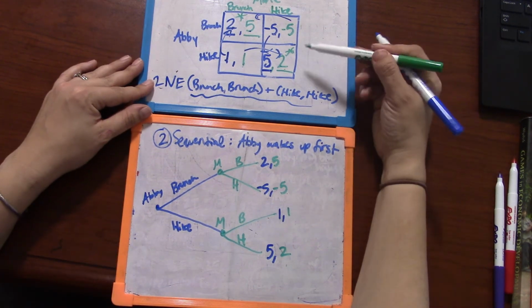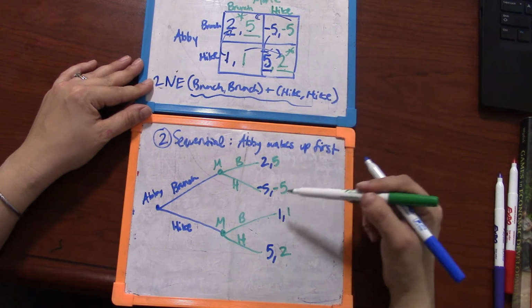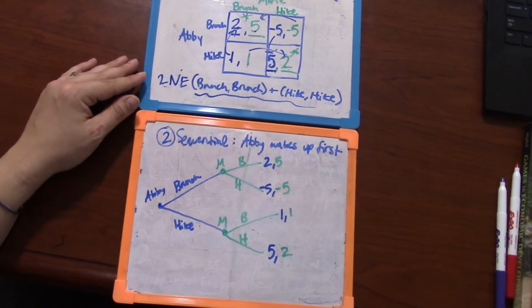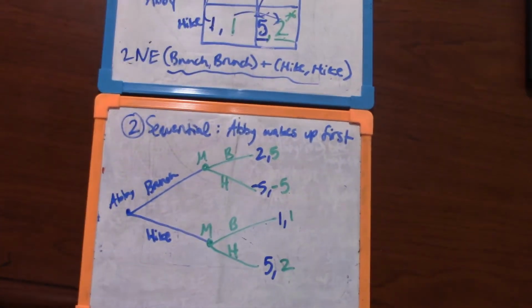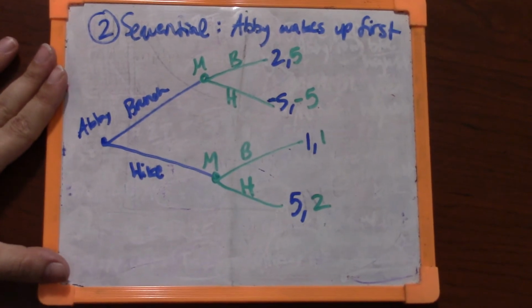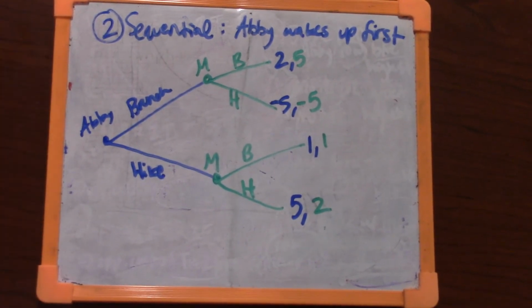So that's how we take this simultaneous move game and turn it sequential. It's easy because Abby was the first player and she got to go first in the sequential game, so you list their payoffs in the same order.